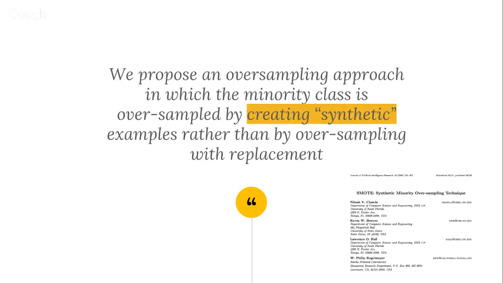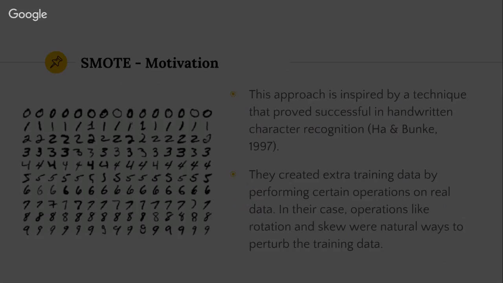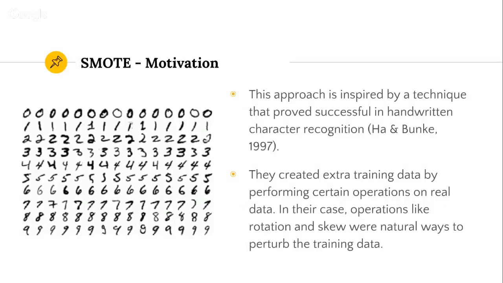So these people who wrote this great paper, if you're interested, you should read this. It's not too hard. They talk about their approach, the literature to date, and the approach they took to create these synthetic examples rather than sampling over with replacement. The motivation for this technique was based off of handwritten character recognition, the classic machine learning image classification.